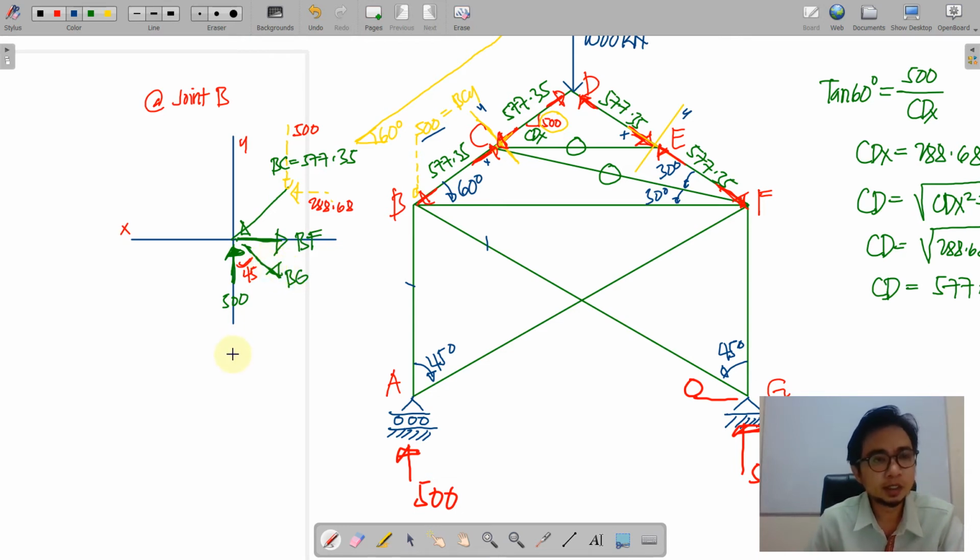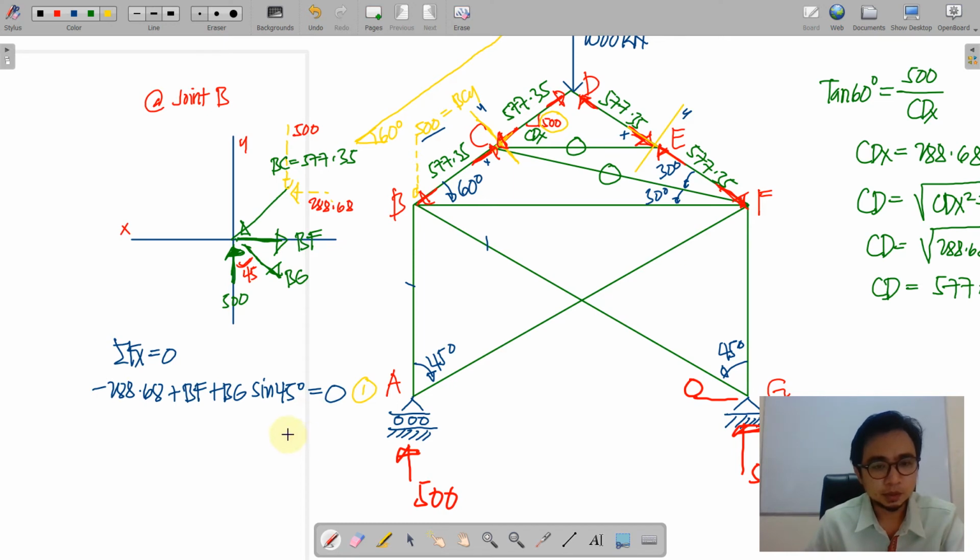We now write summation of forces along X is equal to 0. We have negative 288.68, that is leftwards, like this, plus rightwards BF, plus the component of BG along X, that is BG sine of 45 degrees. And this is equal to 0. So let this be our equation 1.